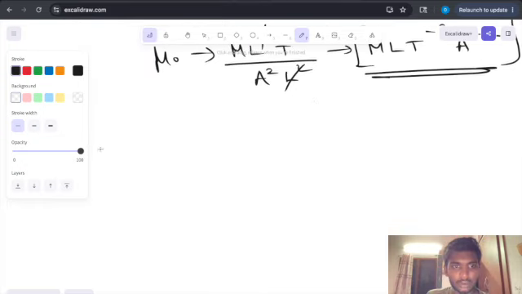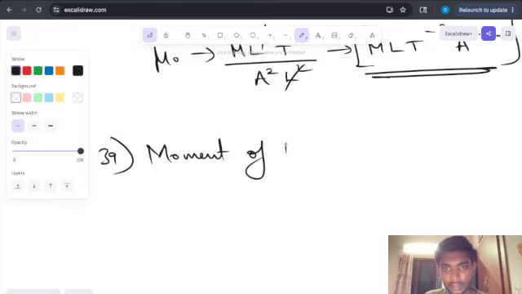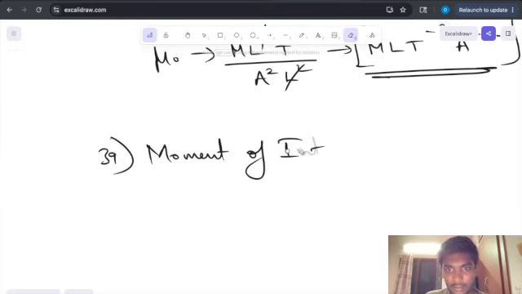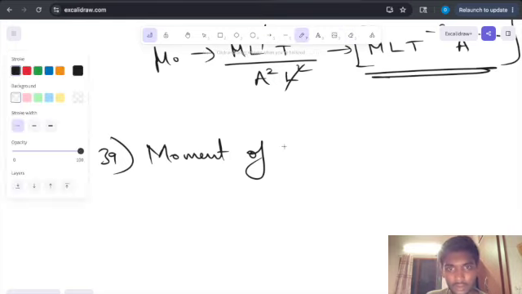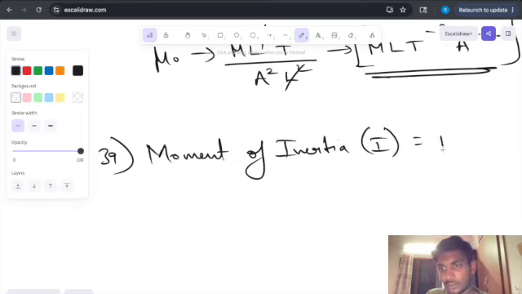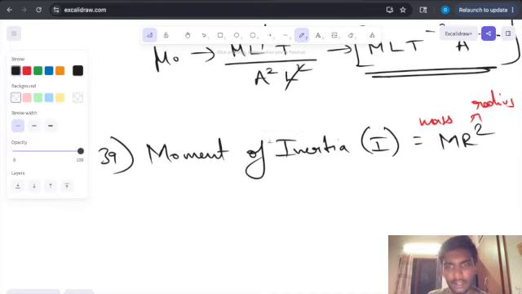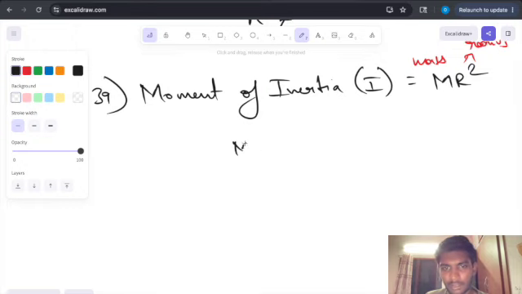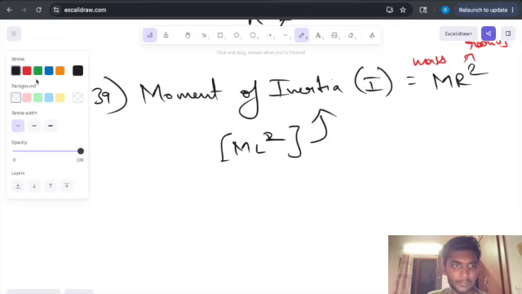39th is going to be moment of inertia. You learn this in your chapter known as rotational dynamics very soon, which is denoted by I, which is equal to m r square. This is mass, so capital M is mass. This is radius, which is length basically. So from this it is very simple to derive. It is M L square. So this is the dimension of moment of inertia.